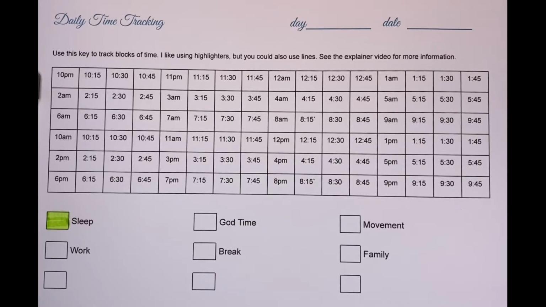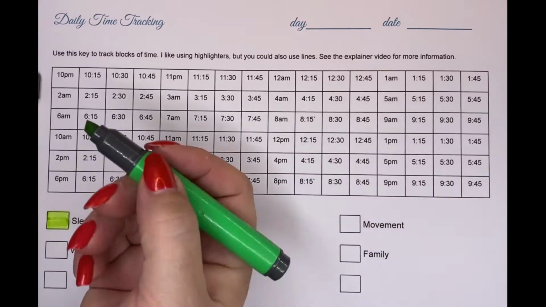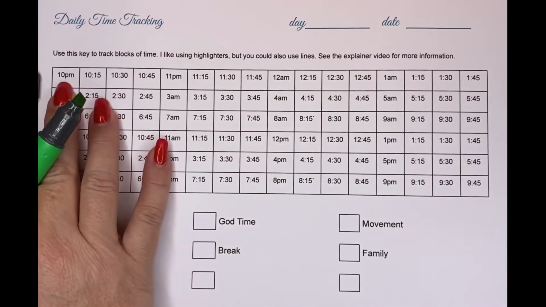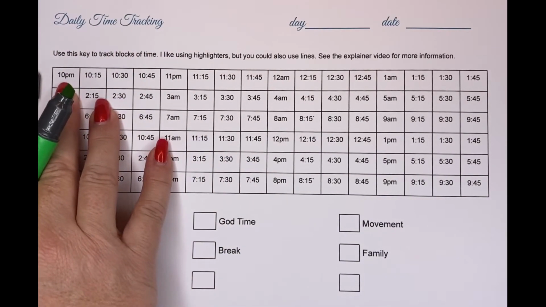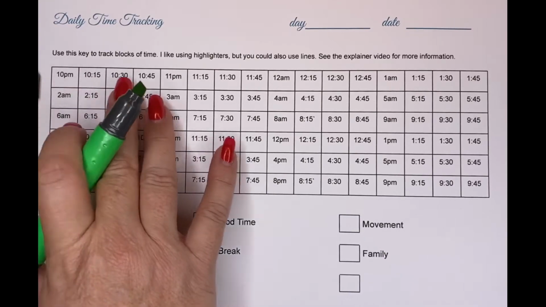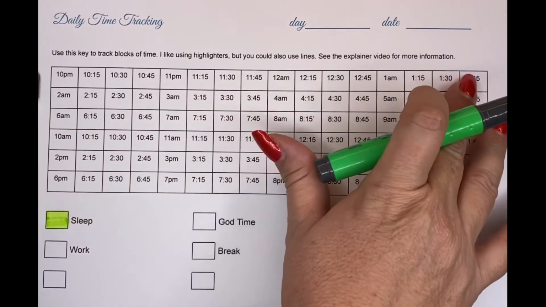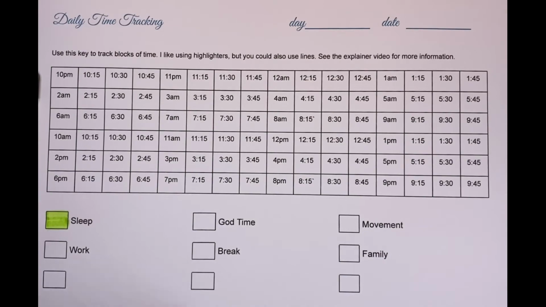If you have colored pencils, use colored pencils. If you have just a pen, I can show you really quickly here in a second how to just use the pen. Now, you'll also notice that I started here at 10 p.m., okay? And each of these rows represents 4 hours.